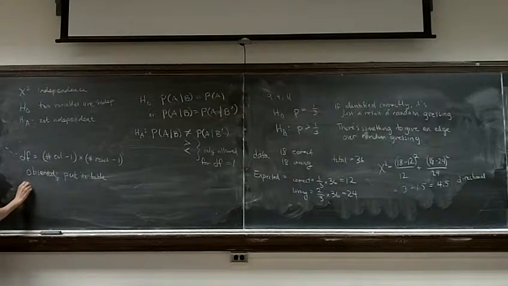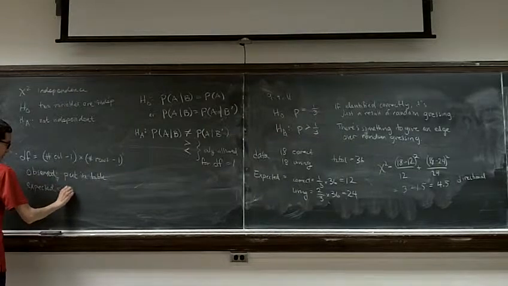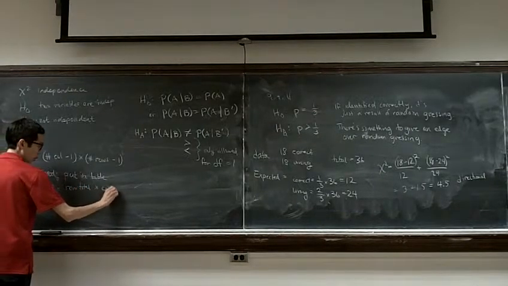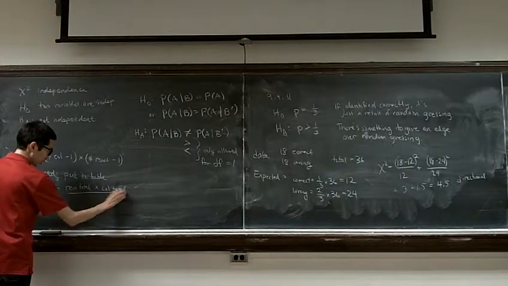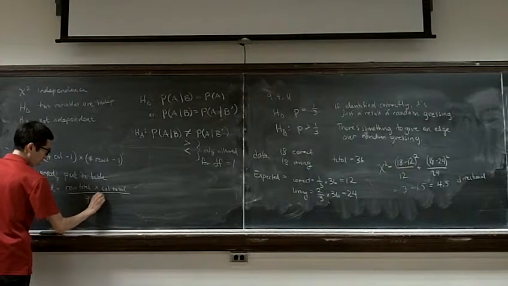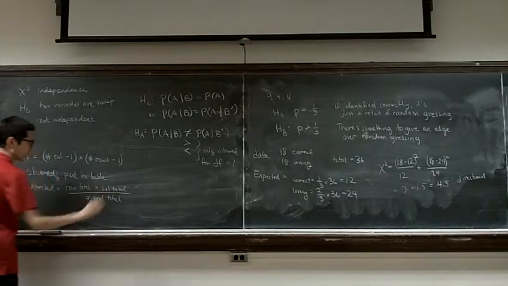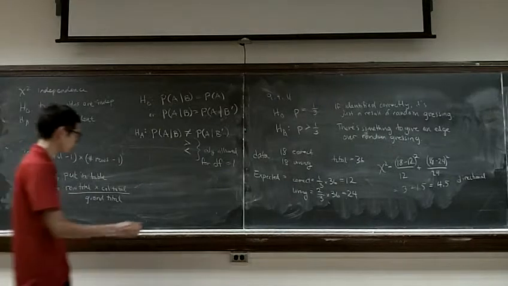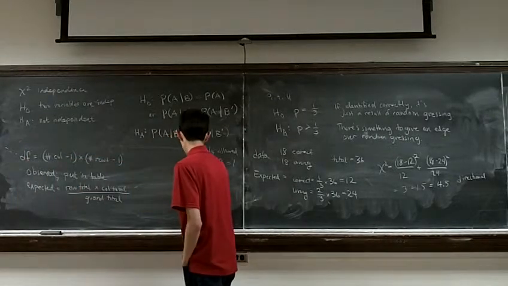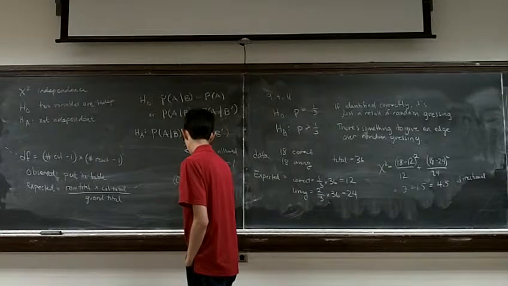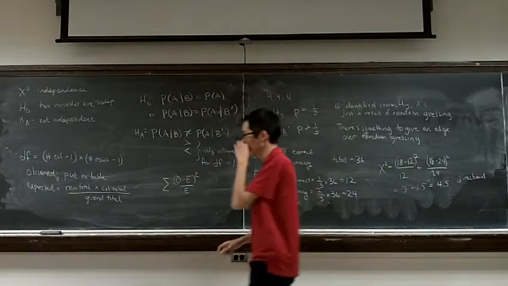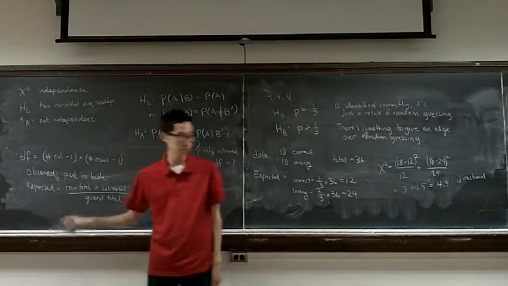And then your expected is going to be the row total times the column total divided by the grand total. And then you do observed minus expected squared over expected, add it up for everything. What's that up in here? Chi-square table.